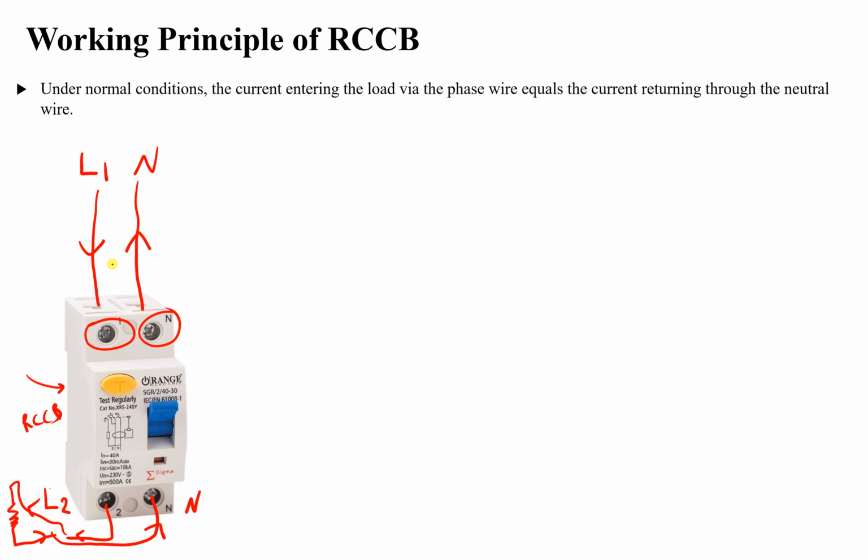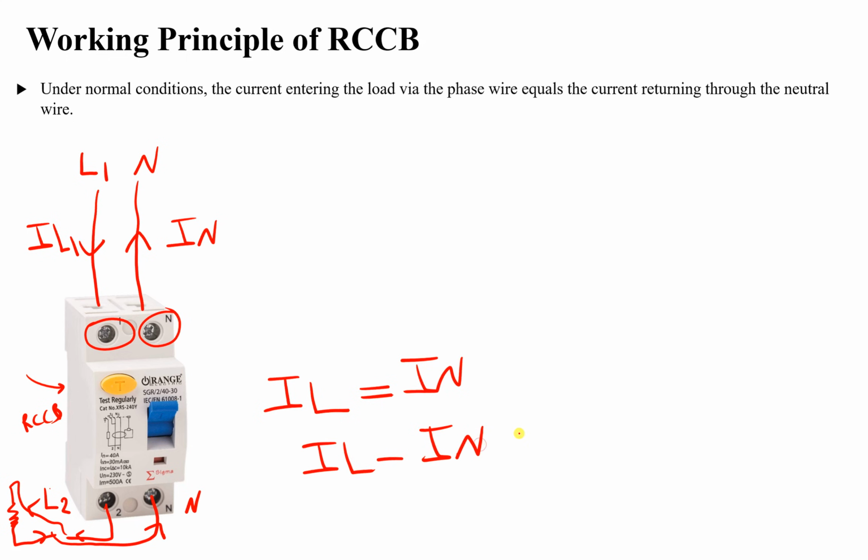So under normal condition we have current IL, which is the phase current, and we have I neutral. So if we are in normal condition, the current going to the load is equal to the current coming back. So in normal condition, IL, the line current, should be equal to I neutral. So what do we mean? It means that IL minus IN would be equal to 0 in normal conditions, because there is no leakage current.